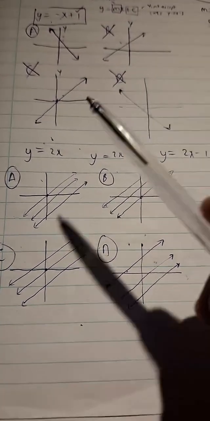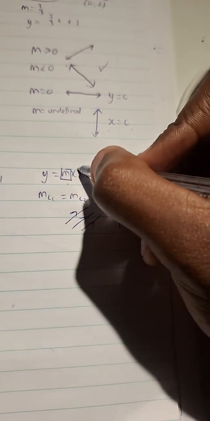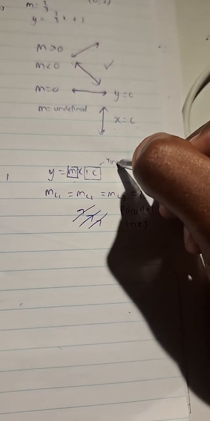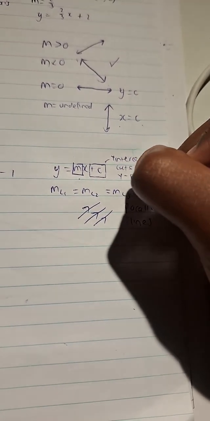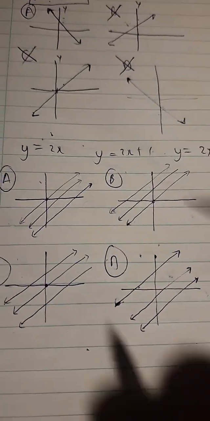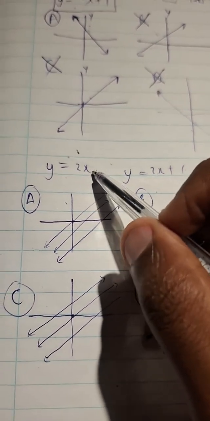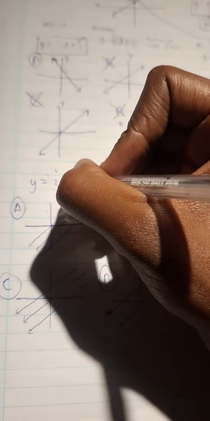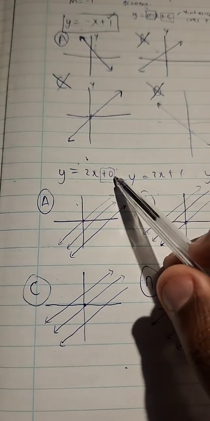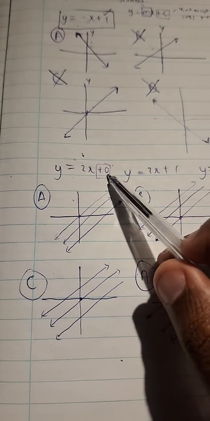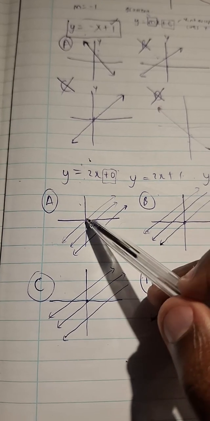But let's look at the details. Remember, we said m stands for gradient, but what does c stand for? c stands for the y-intercept. I repeat, this is where the graph cuts the y-axis. Now let's look at this one, y is equal to 2x. What is the y-intercept of y is equal to 2x? Guys, it is 0 here. Just that we don't see it there, but it is 0. So in other words, the graph is supposed to cut through the origin.